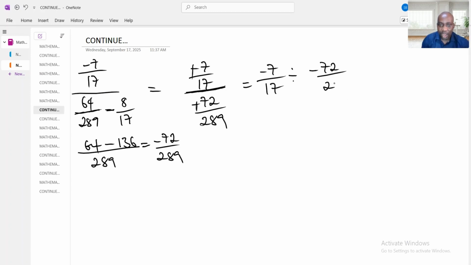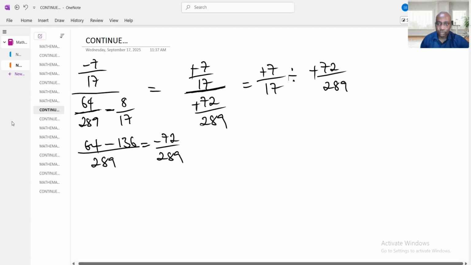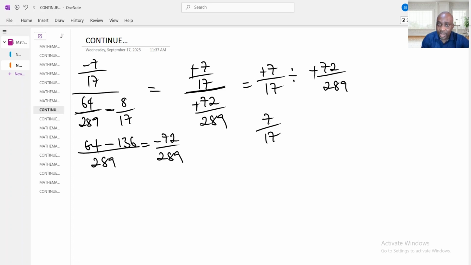Now the next thing I'm going to have here is 289. If I want to change this division to multiplication, I will turn the denominator over and bring it down. Therefore, the next thing I'm going to have is 7 over 17. There's no longer a minus there because I've cancelled out this negative with that one. Multiply by this 289 will come up, while the 72 will come down. How many 17s here? 1. 17 into 289 is 17. What again can go?